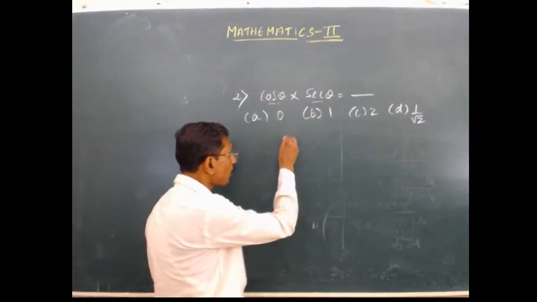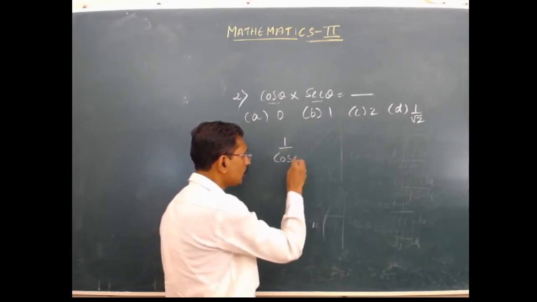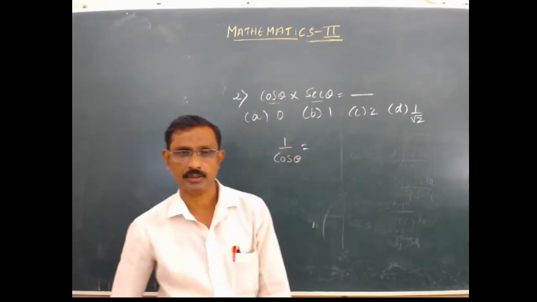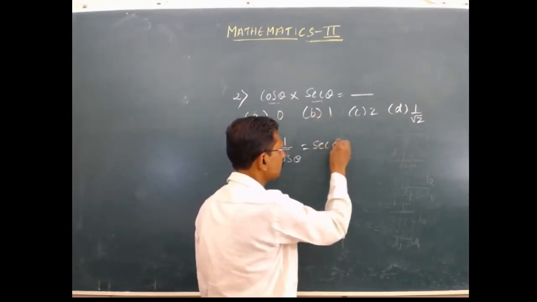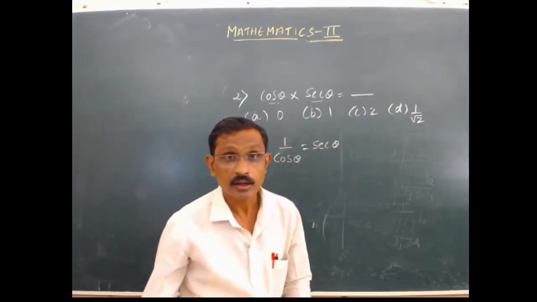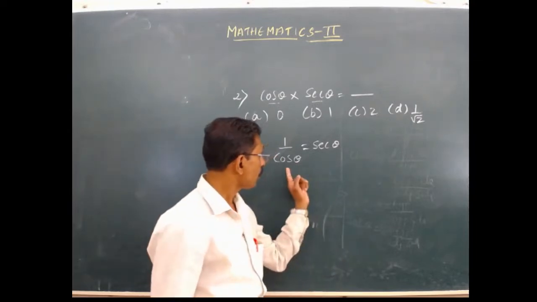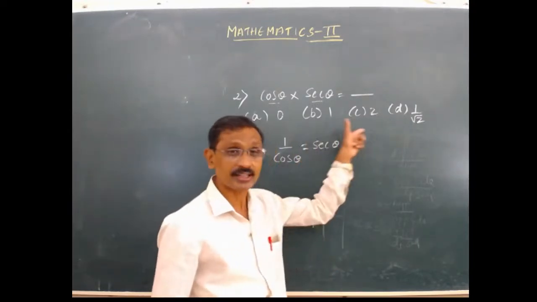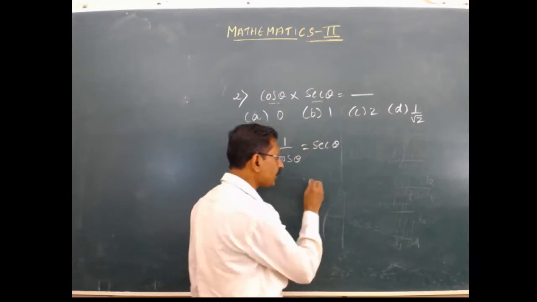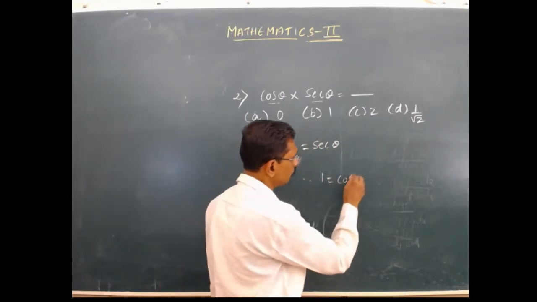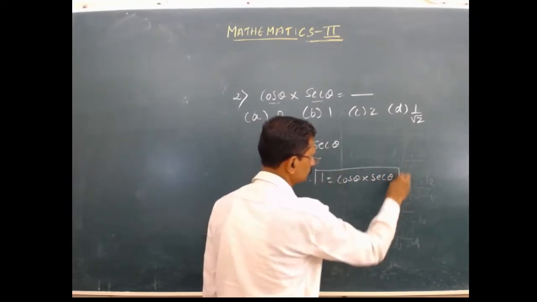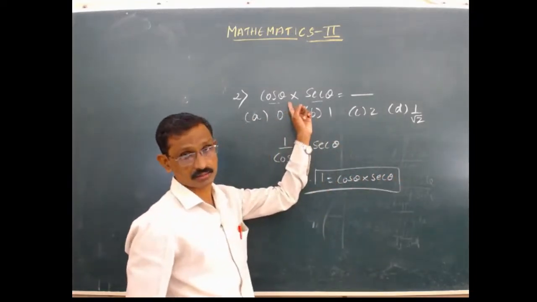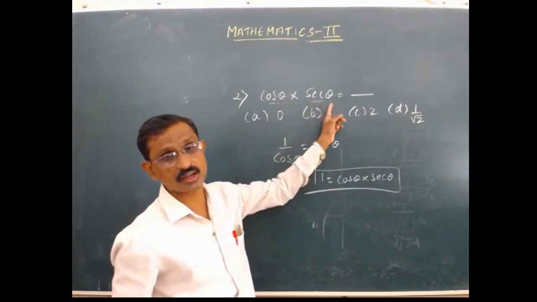If I say 1 upon cos theta, what will be 1 upon cos theta? 1 upon cos theta will give me sec theta. Right? Now what I am going to do is cross multiply. I am going to bring this cos theta to that side. Therefore 1 is equal to cos theta into sec theta. What did they ask us? Cos theta into sec theta is how much?